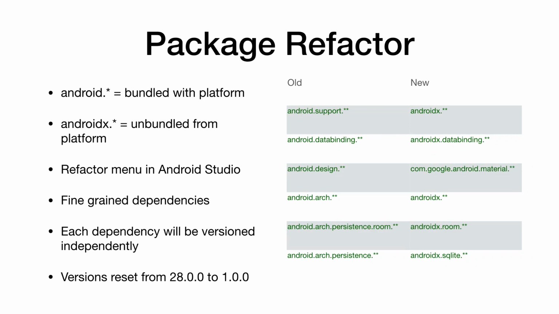The version numbers have also been reset back to 1.0, so 28.0 is going to be the last version of the support library. 1.0 is the first version of the Jetpack library. They are going to be the same. So 1.0 and 28 are the same. There isn't going to be a 29. It's going to be 1.1, 1.2 going forward. So they've reset all the version numbers as well.